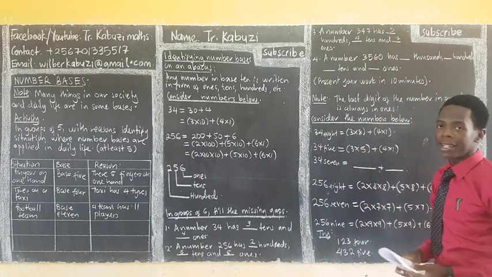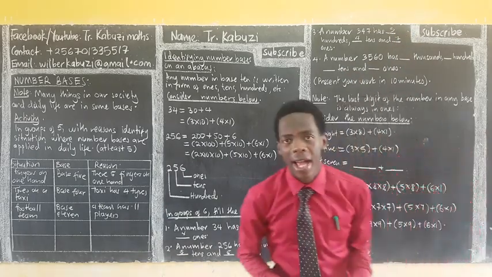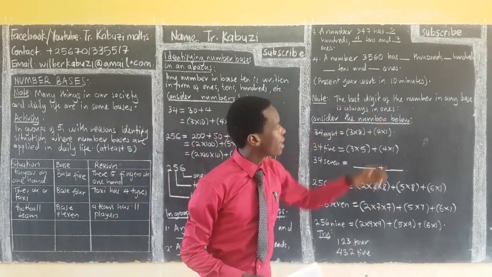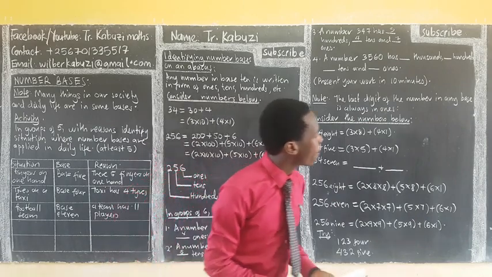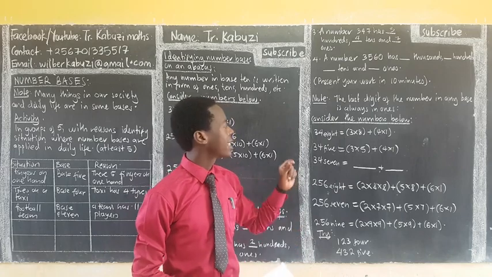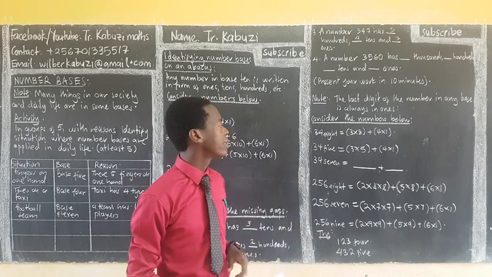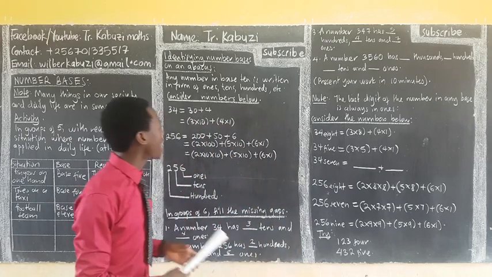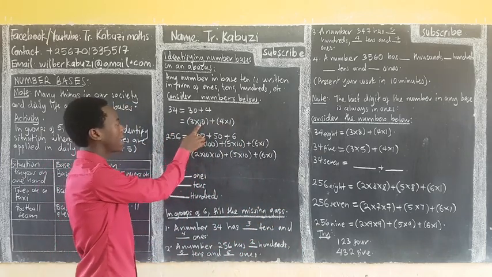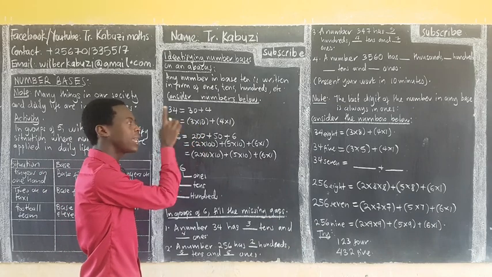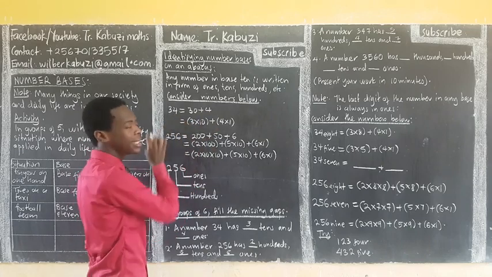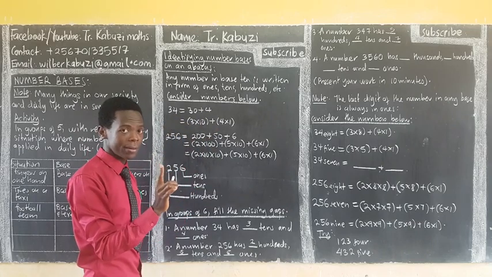Then this one, I think everyone now can feel, and you feel this in your exercise books. The last digit of a number in any base is always in ones. So no matter the base, the last digit is always in ones. So let us base on this idea here. If you are in base 10, you multiply with 10. I think you can see with hundreds, but if you change the base, the only thing that is uniform is the last digit is always in the ones.